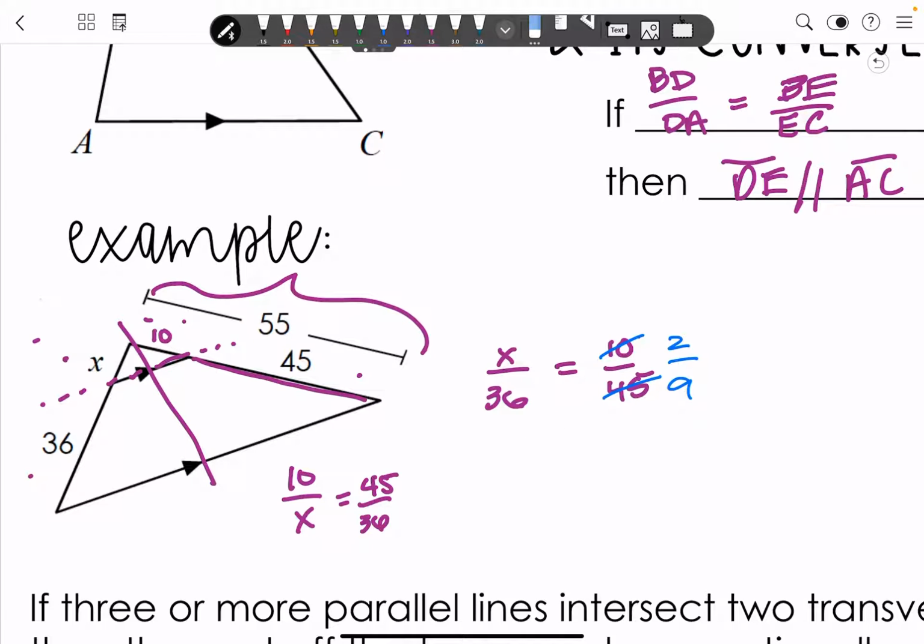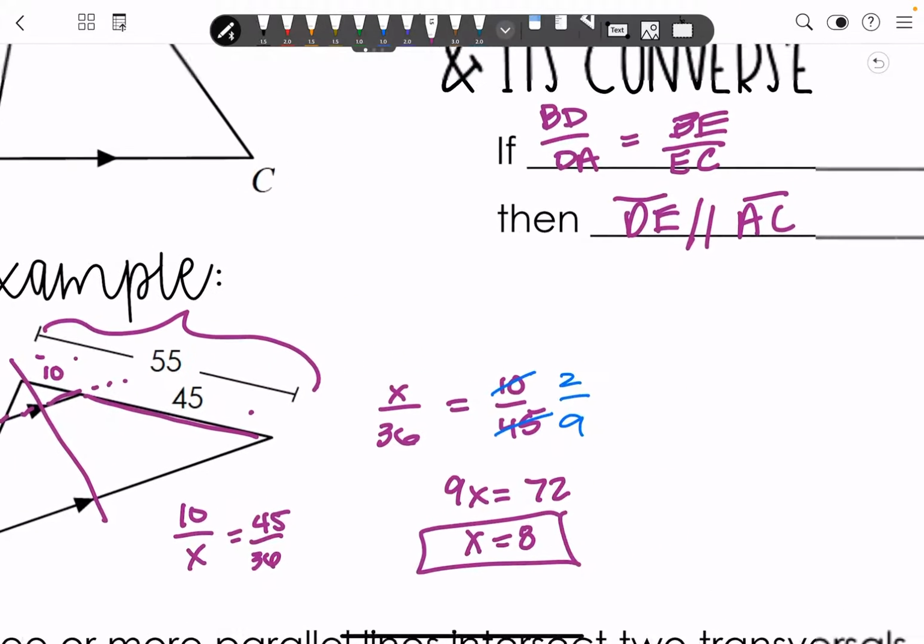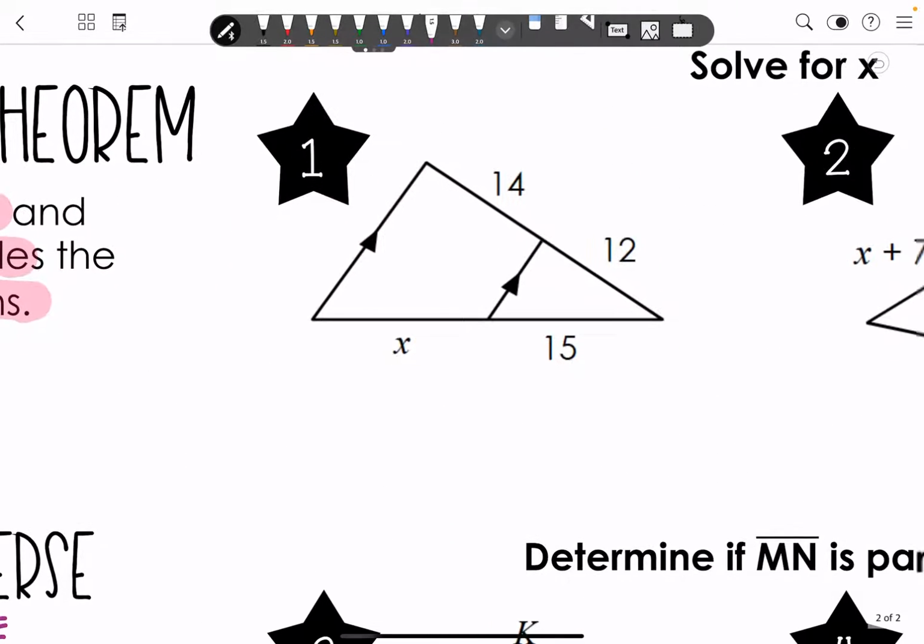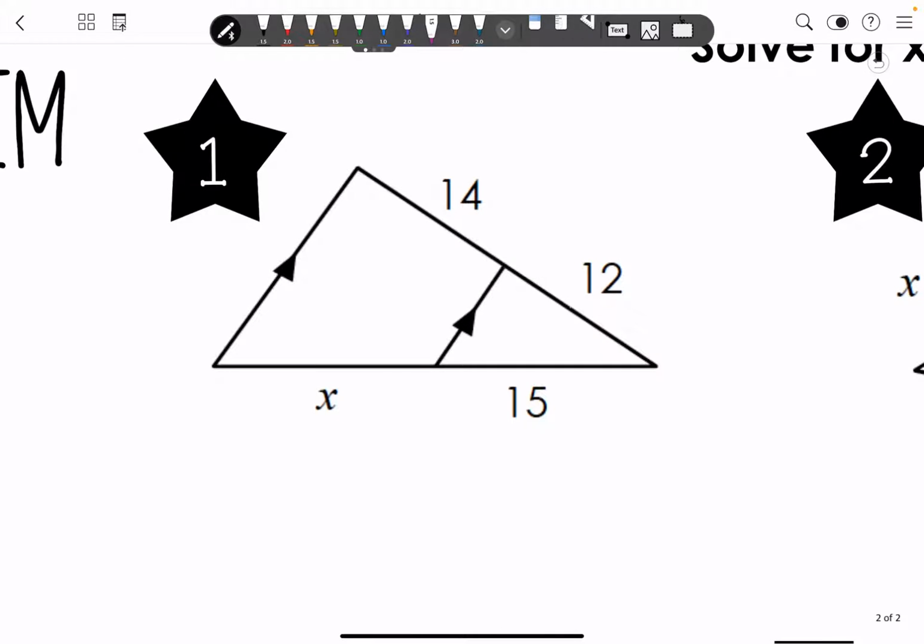So we get 9x is equal to 36 times 2, which is 72. Divide both sides by 9, and you get x is equal to 8. It's really that easy. So what I want you to do now is I want you to set up example 1 and check your answer against mine.